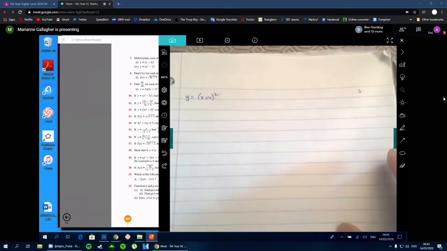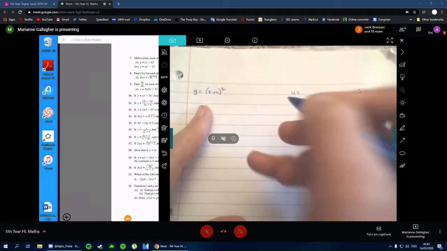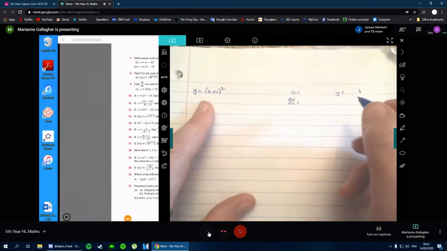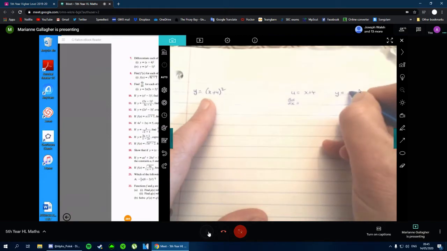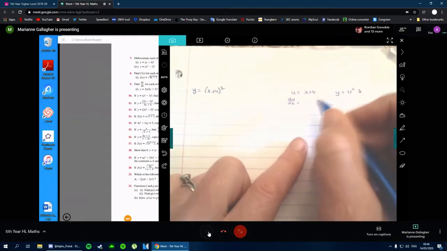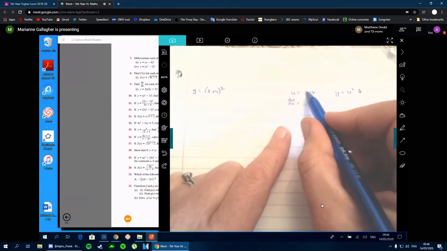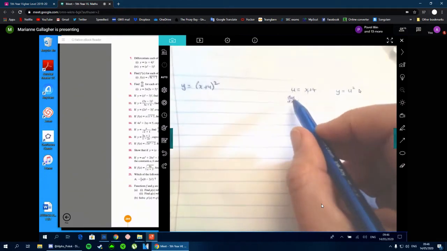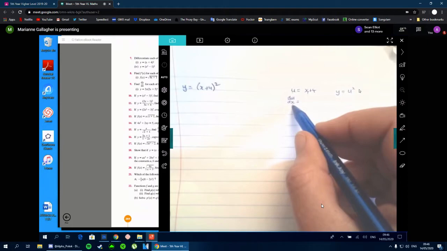So y is (x plus 4) squared. So what's u going to be? And then y would be, yeah, okay. So now, once you've sorted that out, you go ahead and differentiate. So we differentiate this one. This u is a function of x, so we can differentiate it with respect to x. There's no point doing du/dy or du/dt or anything else. It's u on the left, x on the right, so it's du over dx.